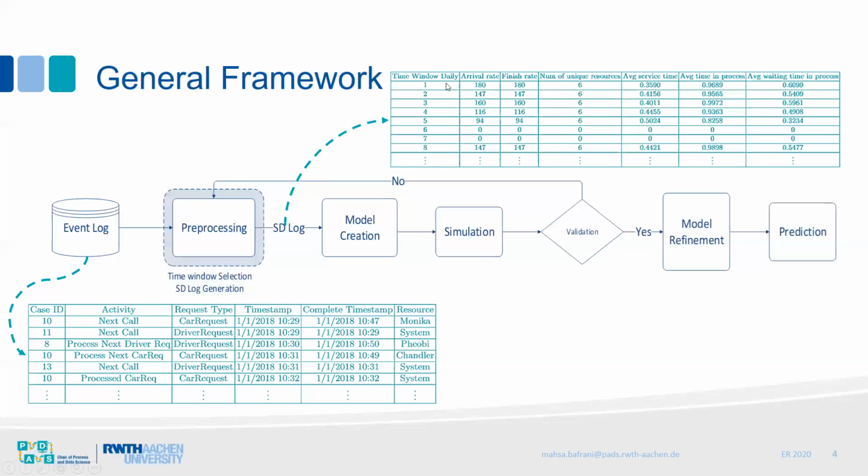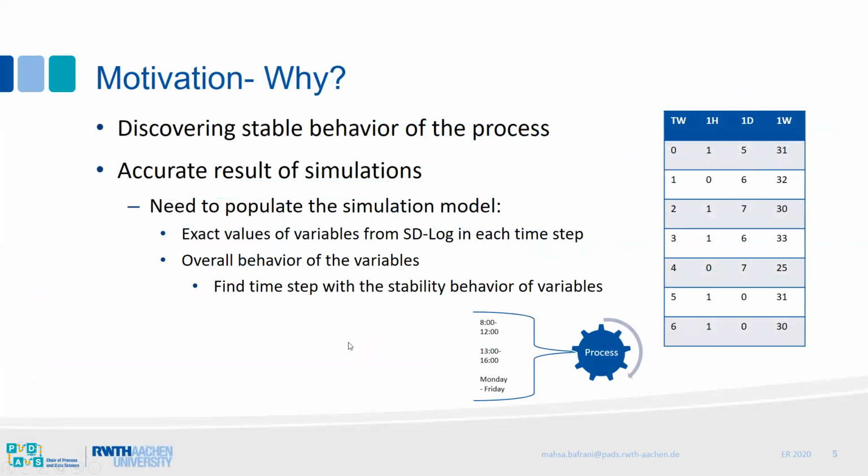Instead of looking at each event, like customer 10, we look at each day of the process and calculate several attributes on top of that. The important part here is that we take daily as the time window. So what should we do with this time window? How do we decide which time window is the best one to pick? It's an important decision. Why?